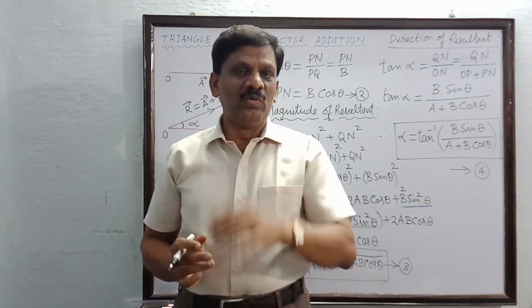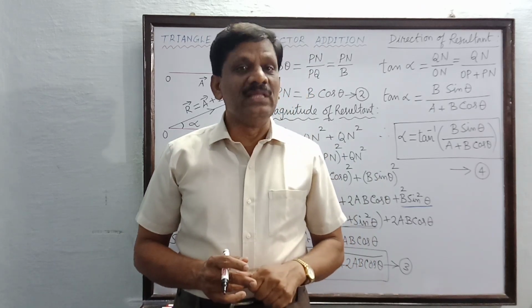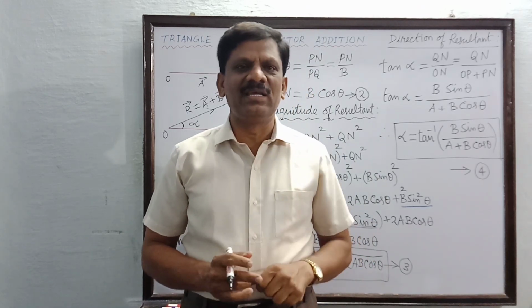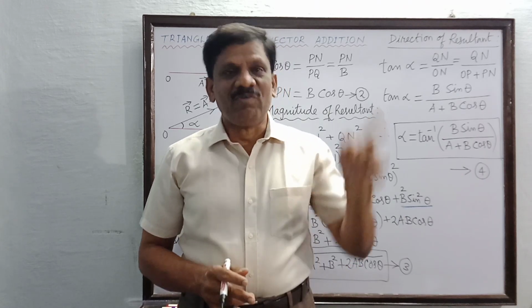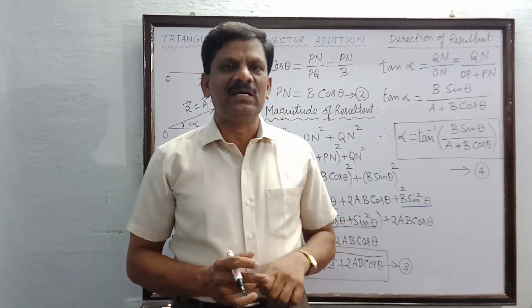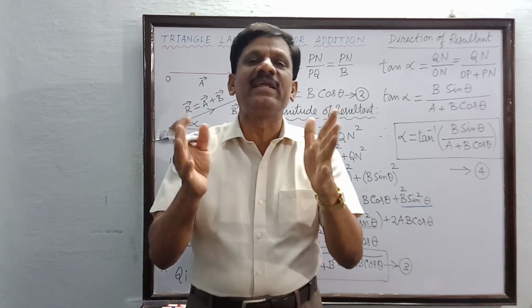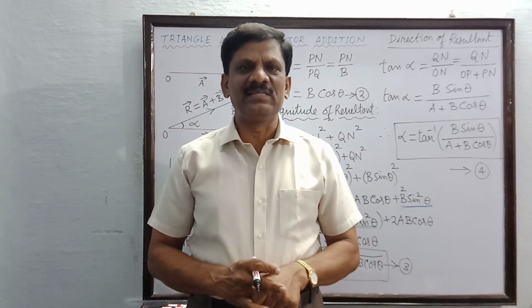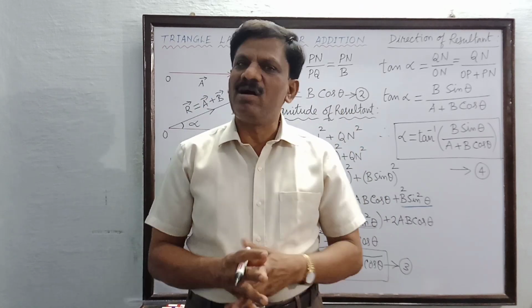Understand? Now, suppose 3 vectors are given, then they cannot be represented by a triangle, because a fourth side will come as the resultant. Suppose 4 vectors are given, the fifth completing vector will be the resultant vector. So there is a generalized law you must know. Understand? That is called the polygon law of vector addition.